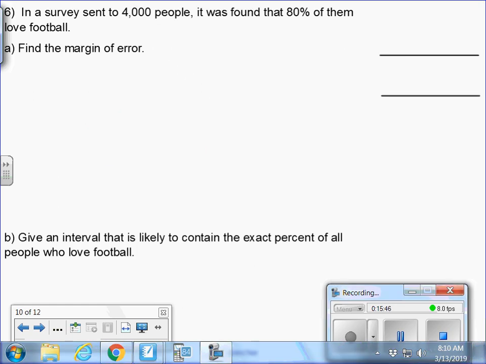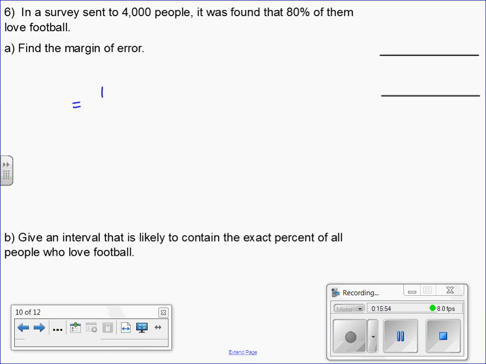All right. In a survey sent to 4,000 people, it was found that 80% of them love football. But there's a margin of error, so we're going to find that margin of error. Our margin of error formula is positive or negative 1 over square root n. Now, n is your sample size. How many people did we survey?